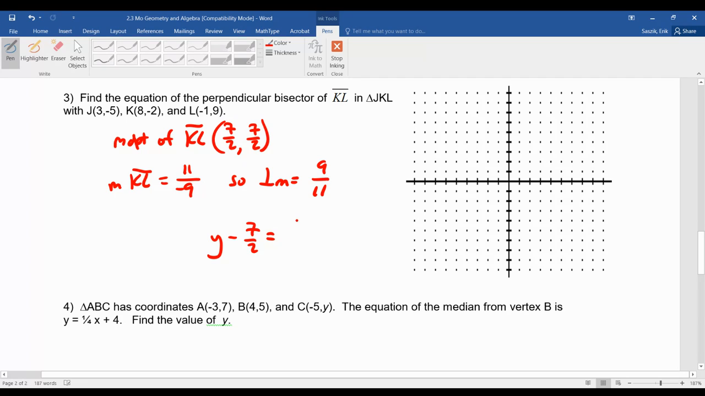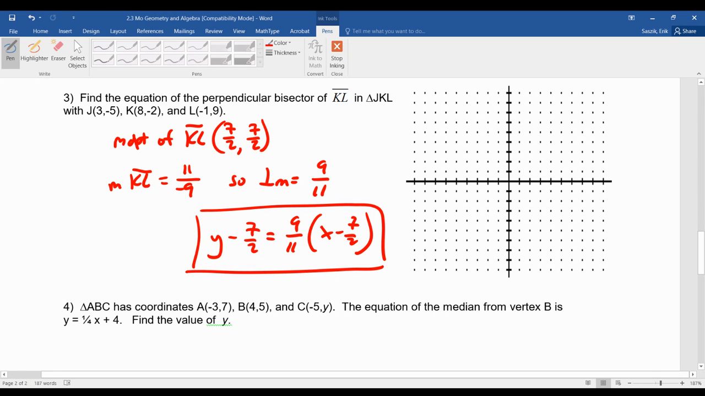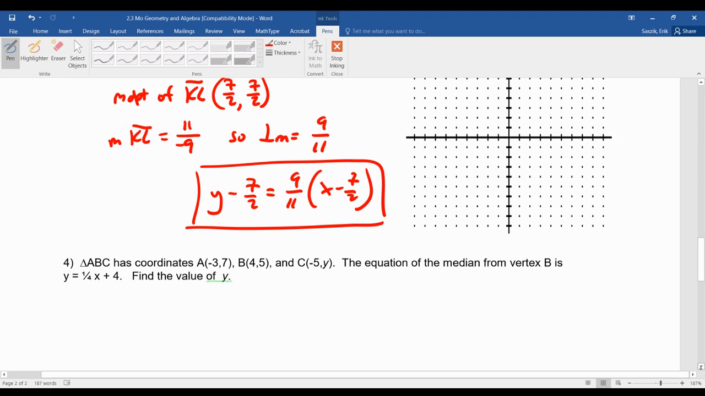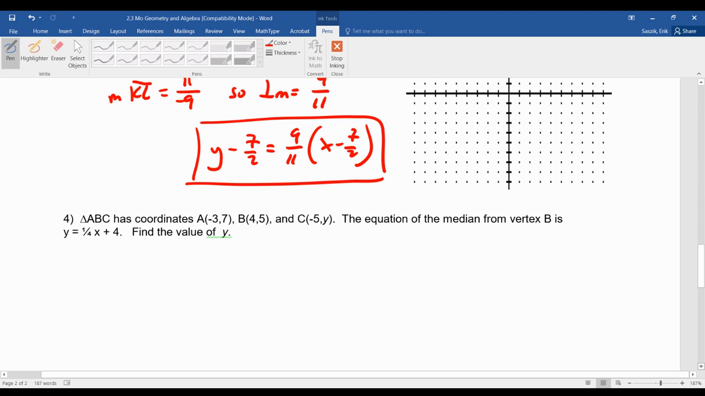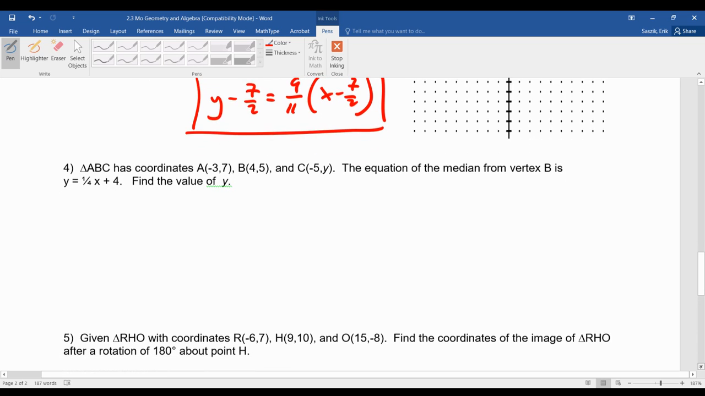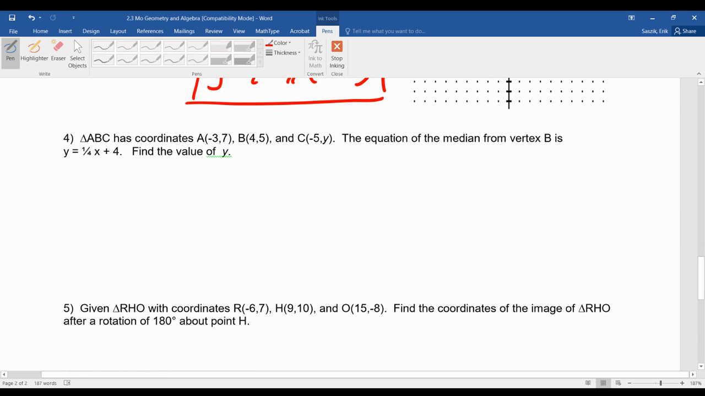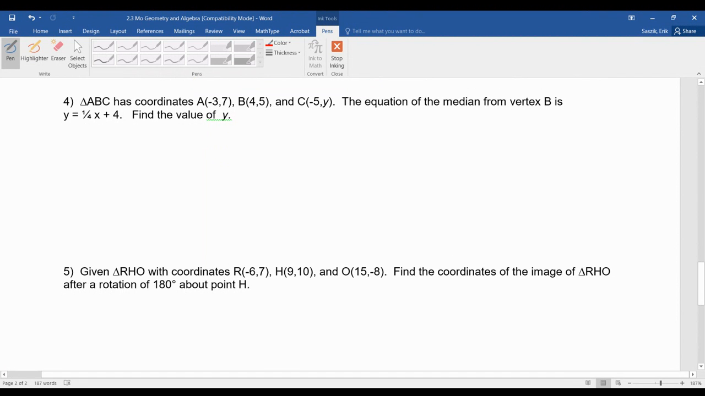Y minus 7/2 equals 9 over 11 times x minus 7/2, and we're actually done. Yeah, it would be a little bit of a pain to solve for y, but remember, if it doesn't specify the form of the equation, you could leave it in point-slope. If you know the y-intercept, I would do slope-intercept form. It's pretty rare that you would ever do standard form. We don't use that too often.